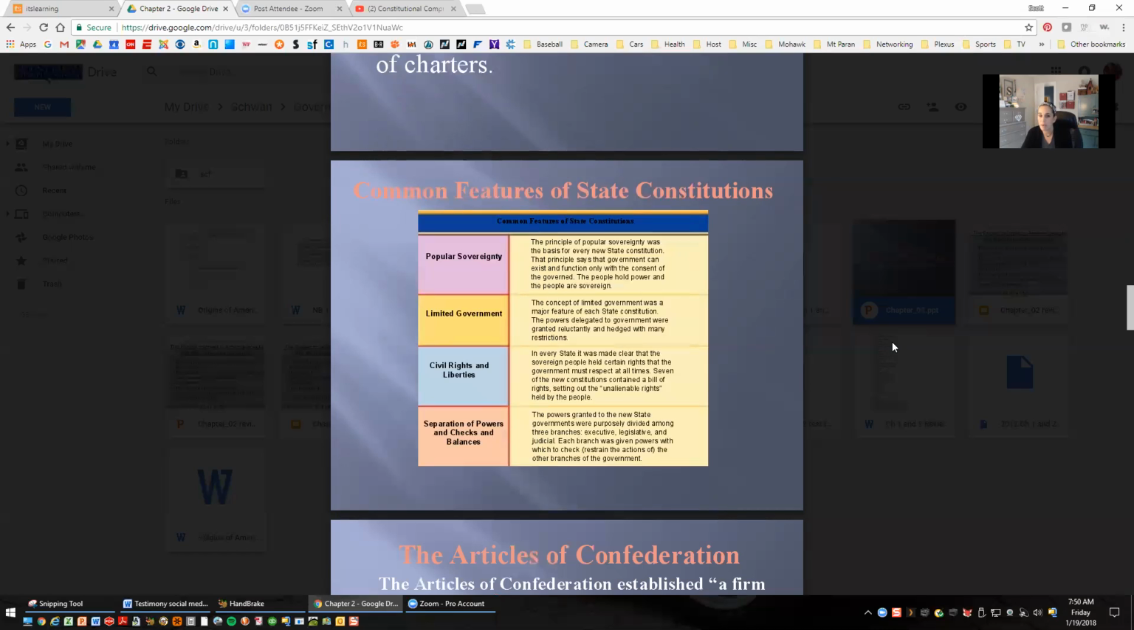And separation of powers and checks and balances. The state constitutions had this, but it really wasn't until later that we're going to see the national government had that, because there weren't the three branches of government under the Articles of Confederation. The Articles of Confederation establishes a firm league of friendship, but it really didn't give a lot of power to a central government, and that's going to later become a weakness.